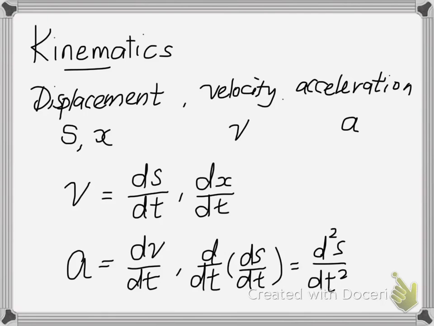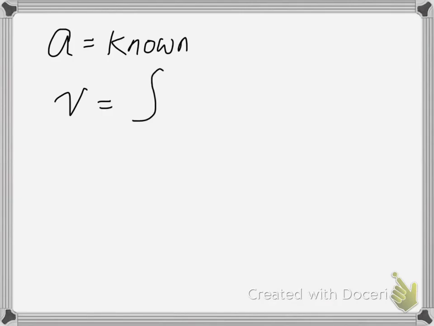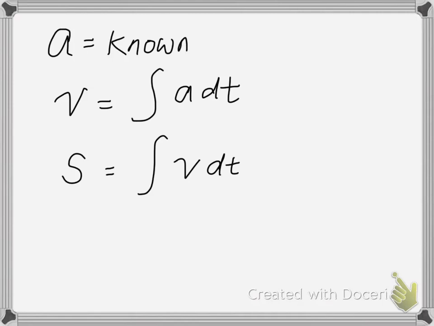Now what happens if it is the other way around? Given the acceleration, so if you already know what A is, how do you find velocity then? So you integrate acceleration with respect to t, that gives you your velocity. Since now you know your velocity, how do you find displacement? You integrate the velocity again. Okay? So it just goes backward that way.